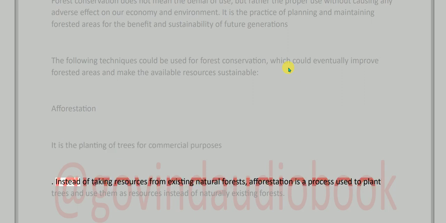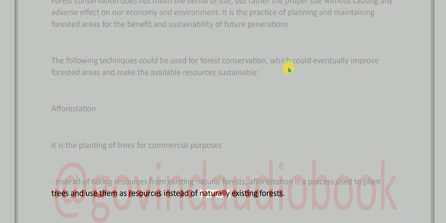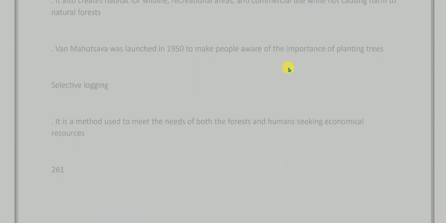Instead of taking resources from existing natural forests, afforestation is a process used to plant trees and use them as resources instead of naturally existing forests. It also creates habitat for wildlife, recreational areas, and commercial use while not causing harm to natural forests. Van Mahotsava was launched in 1950 to make people aware of the importance of planting trees.